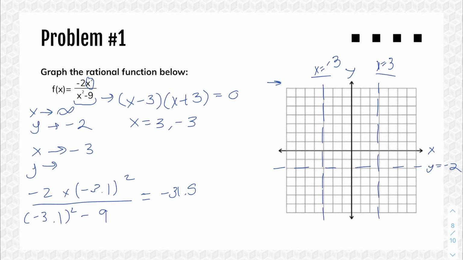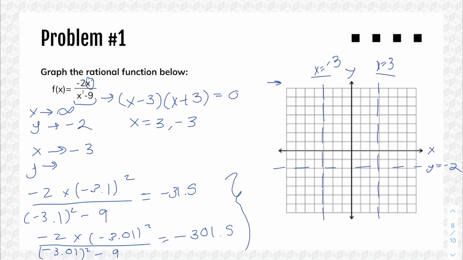Now let's continue one more time, and let's get even closer. So let's use the number -3.01 squared. Remember to use a calculator to make this easier. And when getting closer to -3 from the left direction, we got an increase to -301.5. So from these two samples, we could see that as x approaches -3 from the left direction, y actually approaches -infinity.